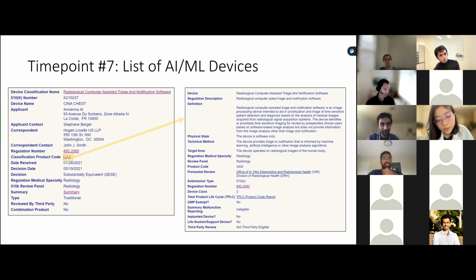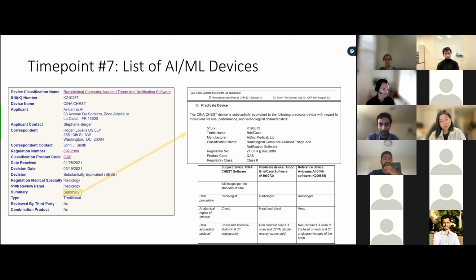Okay. Next, there's this classification product code, which again is going to give you some interesting information. It's just going to tell you more about what this is, what the technical method is. Is this software only? Is it software involved with hardware? So again, you can just milk a little bit more information out of it.